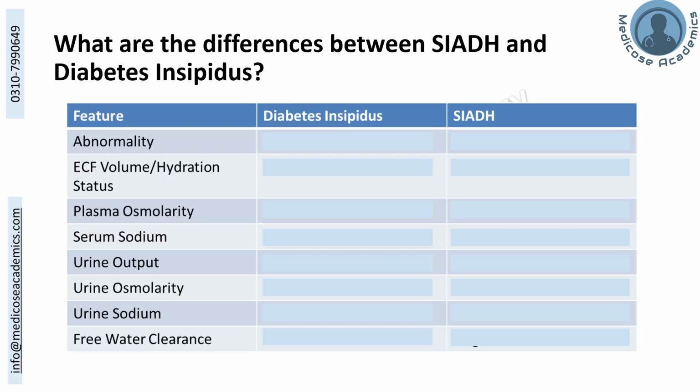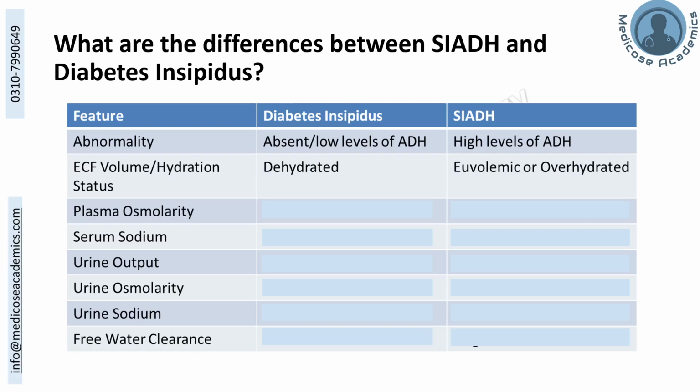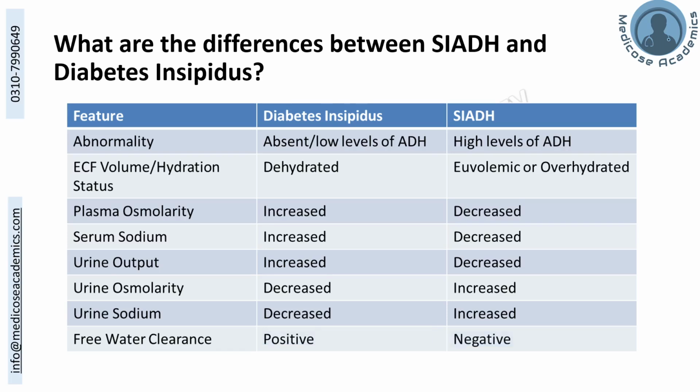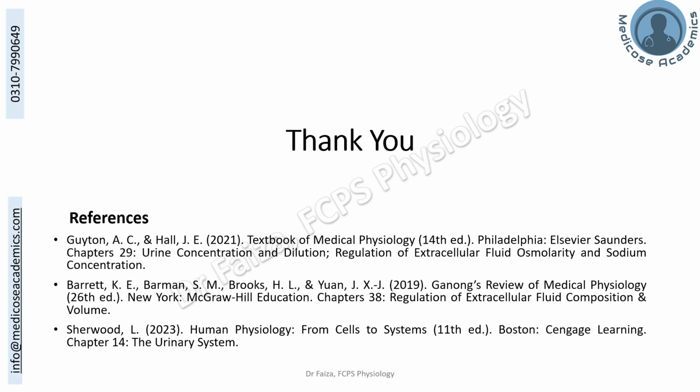If we look into the difference between these two diseases, both are because of abnormalities of ADH. In one, this is high, in other, ADH is absent. ECF volume will of course be more in a patient of SIADH. Plasma osmolarity will be high in diabetes insipidus patients. Serum sodium would be higher in diabetes insipidus. Urine output will be high in diabetes insipidus. Urine osmolarity will be high in SIADH patient. Urine sodium will be more in SIADH, and free water clearance that we discussed previously is going to be more in the patient who is excreting more free water, and this is the diabetes insipidus patient, while the SIADH patient is retaining more water, so is having a negative free water clearance. That's all about the disorders of urine concentrating ability.